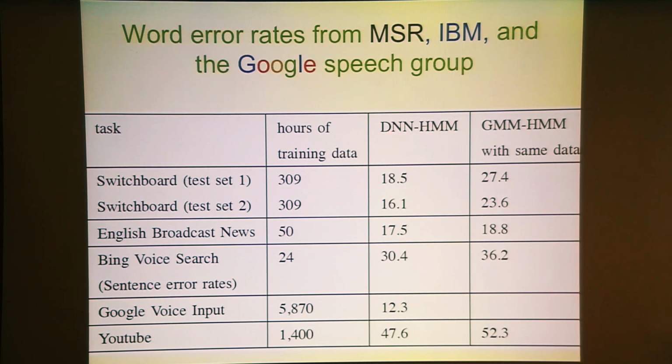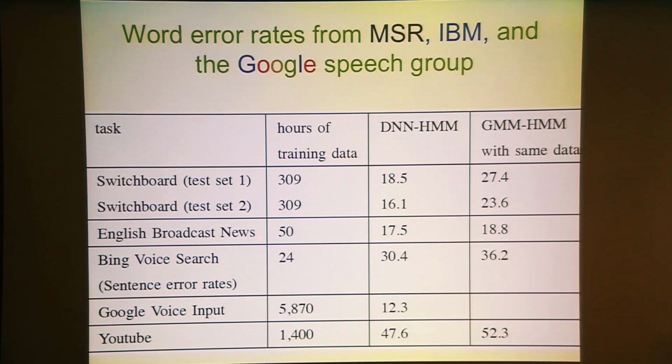So the deep neural net gets 18.5% error instead of 27.4% error. That's a big improvement. And on a different test set for the same training set, it makes another big improvement. This is probably the most impressive result there, even though it doesn't look like it. This is done at IBM, who has probably the best speech recognizer for this task, which is a very well-studied task because it was used in DARPA competitions.